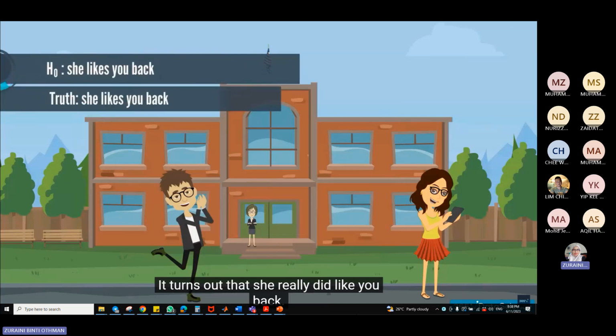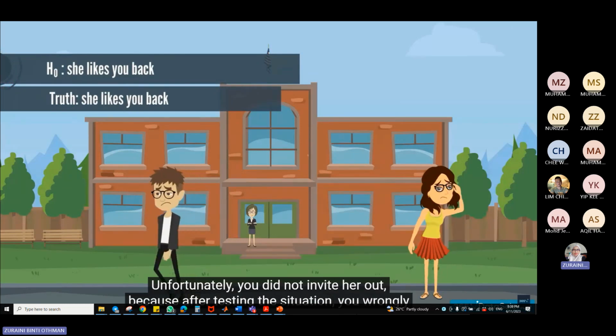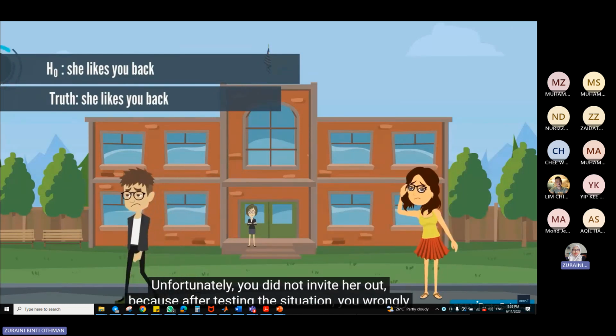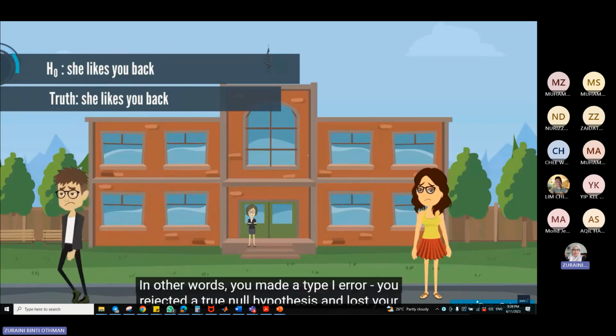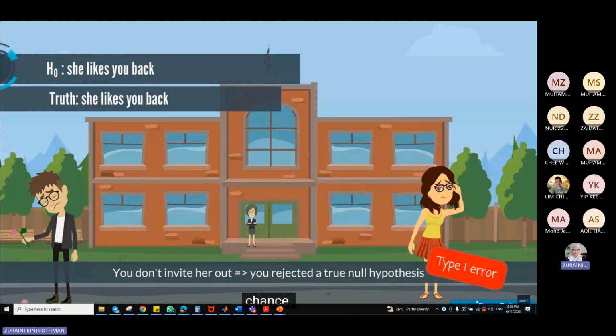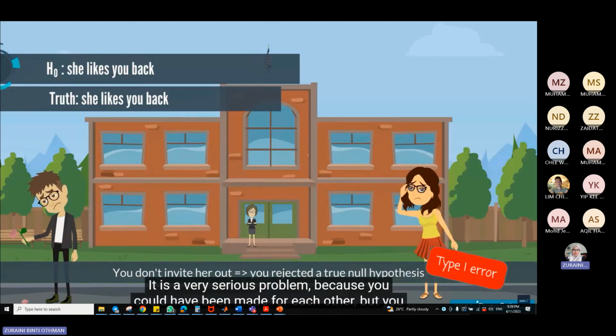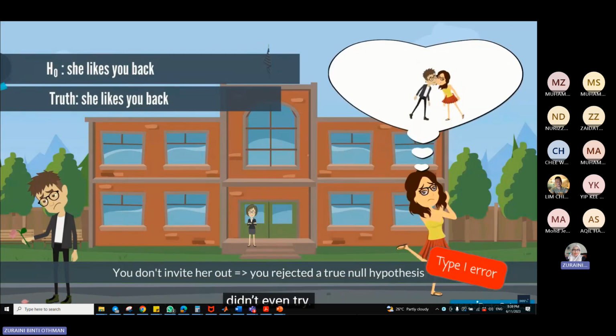It turns out that she really did like you back. Unfortunately, you did not invite her out because after testing the situation, you wrongly thought the null hypothesis was false. In other words, you rejected a true null hypothesis and lost your chance. It is a very serious problem because you could have been made for each other, but you didn't even try.